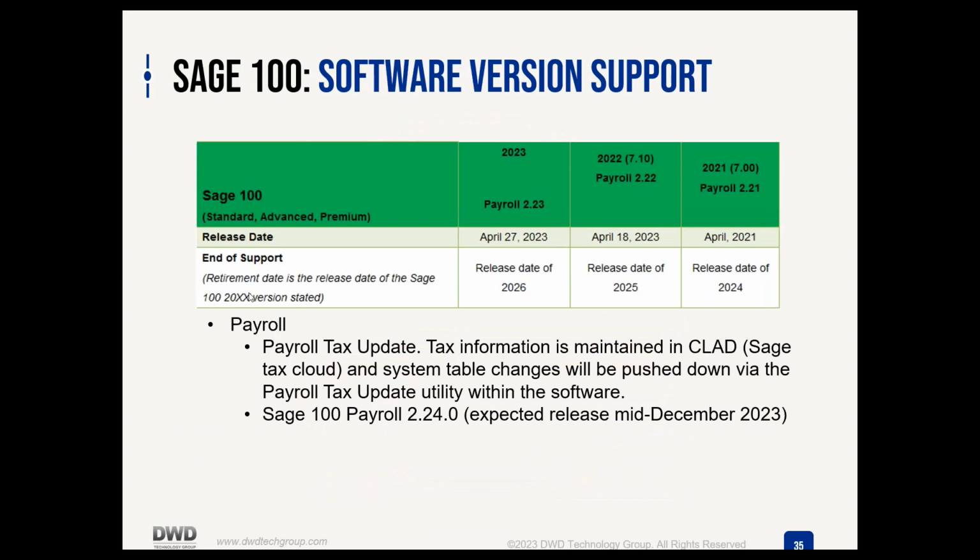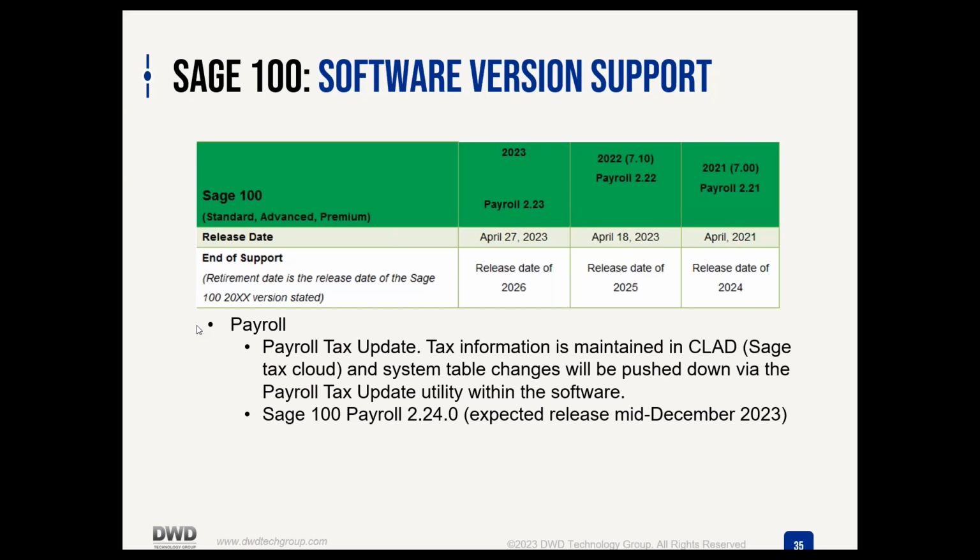So from a software version support, just as a reminder, Sage is only supporting the current version and the two prior versions, which means 2023 is the current version, and they will support version 2022 and version 2021. Technically, if you have Sage 100 2020, you still have the ability to get the current payroll download and be able to process your payroll forms, but be aware that will be going away for next year. So we really need to keep on basically a three-year cycle.